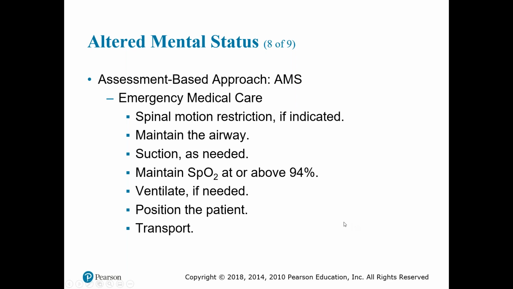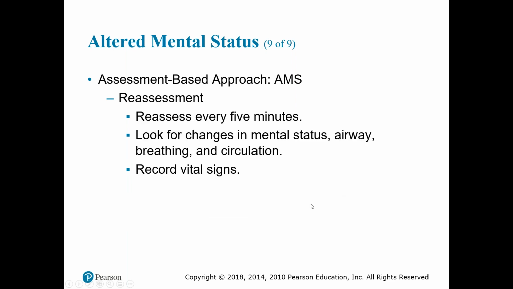Ventilate if needed, anytime the respiratory system is compromised, and or oxygenation if it's less than 94. Position that patient in a position of comfort, or depending on the interventions that you're going to do. So let's say you're providing aggressive airway treatment, we're going to be in the supine position. If that patient is violently vomiting, they're going to be in the left or right lateral recumbent position, and then get that patient ready for transport.